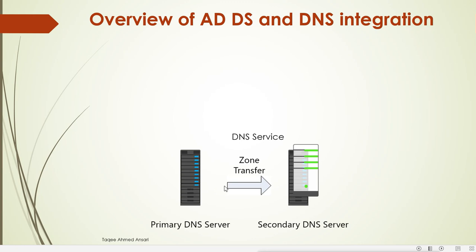Now when we integrate the DNS with Active Directory, we don't have to integrate it manually, because it is by default. When you configure the Active Directory services, it needs DNS. It is compulsory to have DNS. If it is there, it will use the DNS server to create the records, and if it is not there, it will create the DNS server by itself. And then it will store the zone for the DNS into the Active Directory database.